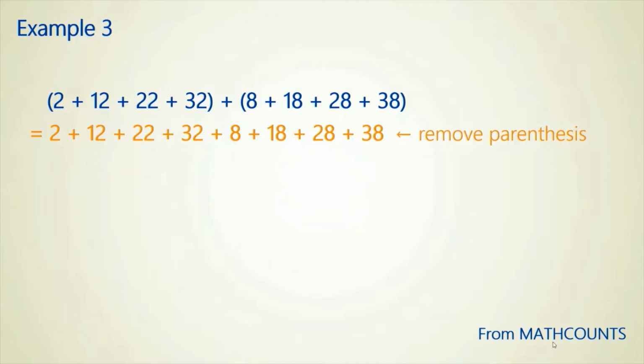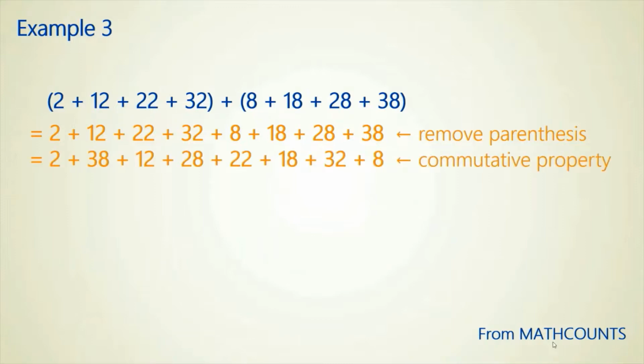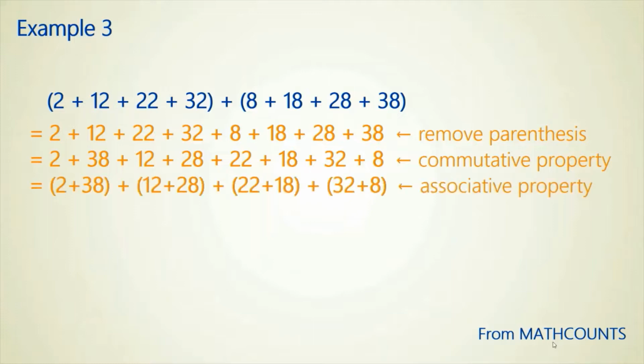So using commutative properties, the 2 and the 38 are next to each other. The 12 and the 28 are also next to each other. Then it's the 22 and 18, and 32 and 8. Now we're going to group the pairs together using associative properties. So here we have 4 groups, and the summation in each group is 40. So the quick answer is 4 times 40, which is 160.